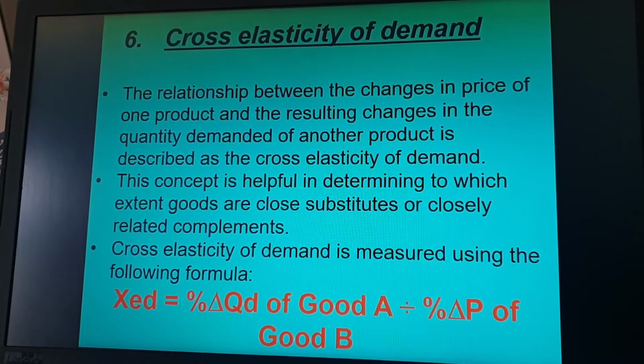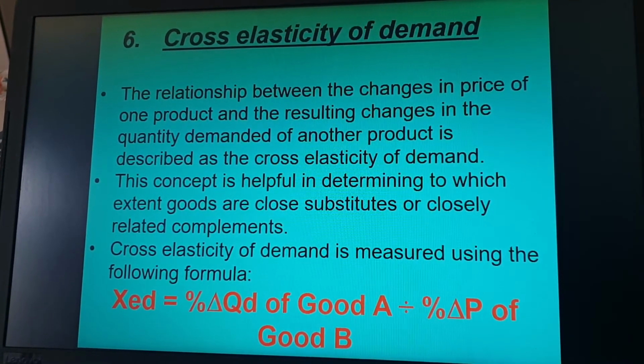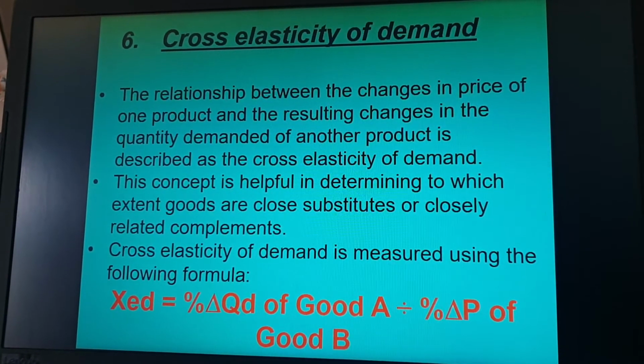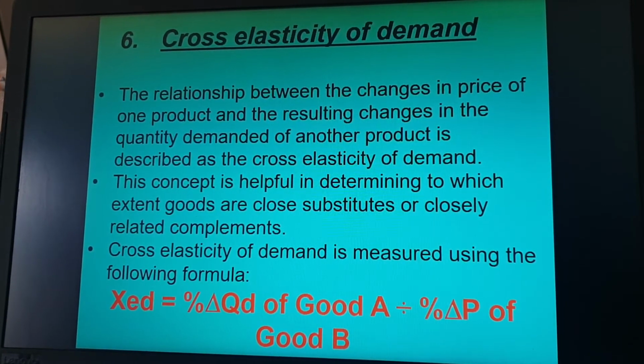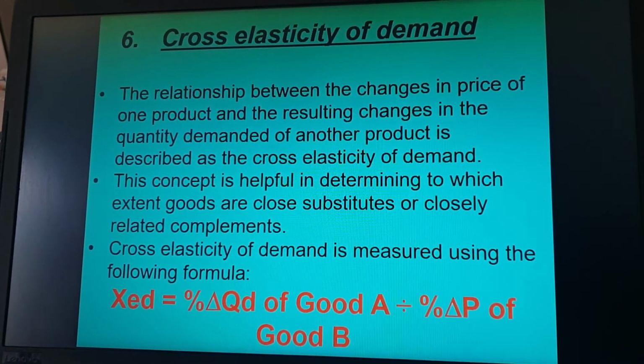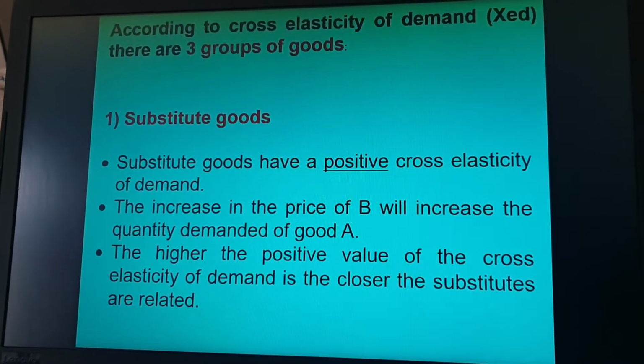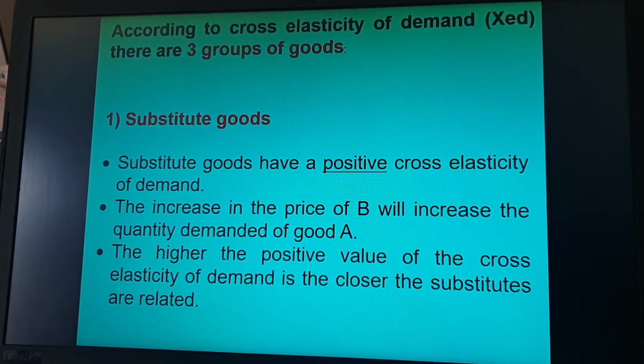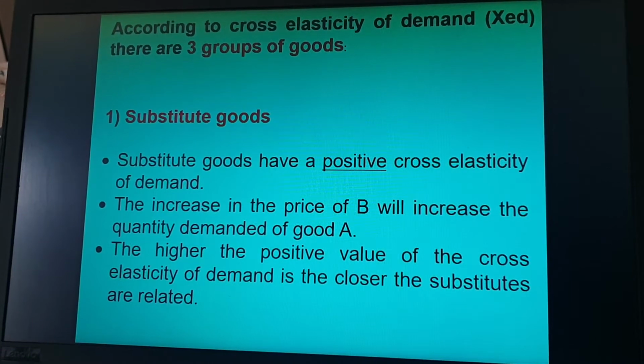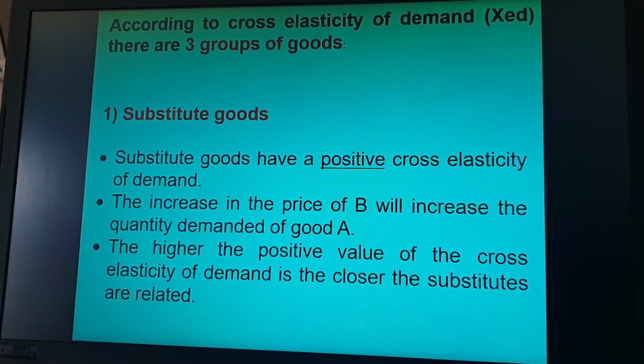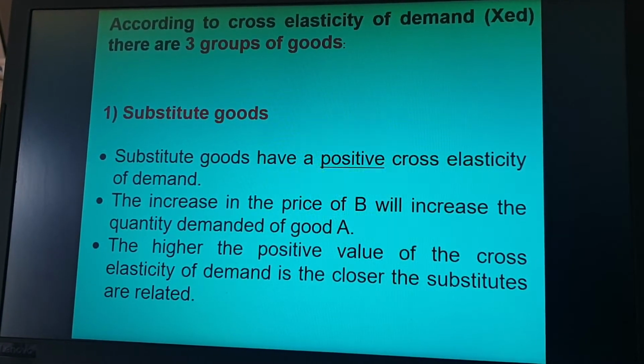The cross elasticity of demand is measured using the following formula. The X stands for cross. So the cross elasticity of demand equals the percentage change in the quantity demanded of good A divided by the percentage change in the price of good B. According to cross elasticity of demand, there are three groups. The first one is substitute goods. Make sure you know they have a positive cross elasticity of demand.